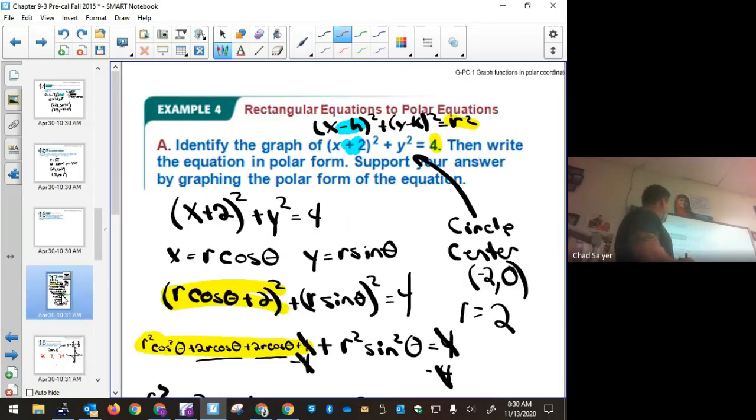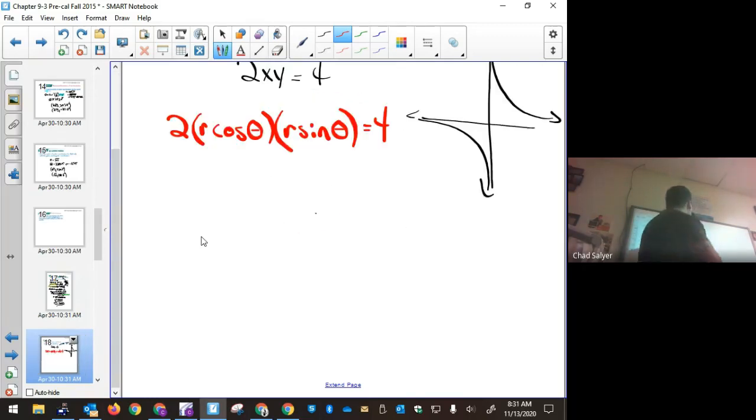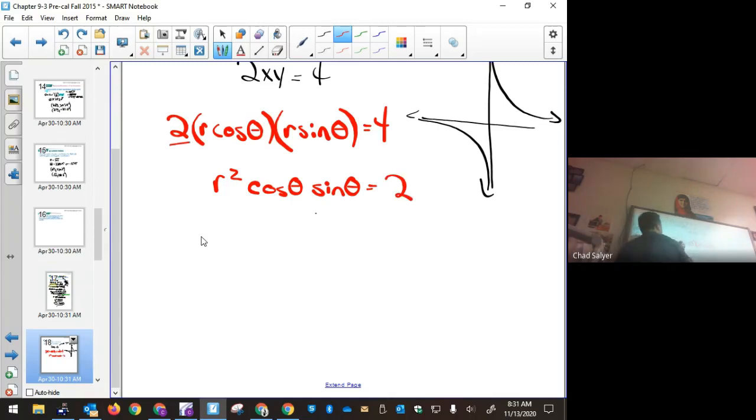Look at the first thing I did here. Oh, your equation equals radius times cosine of theta. Good. And y equals radius times sine of theta. Good. So, and I can divide both sides by 2 to get r squared cosine theta sine theta equals 2. So r times r is this, cosine times sine.